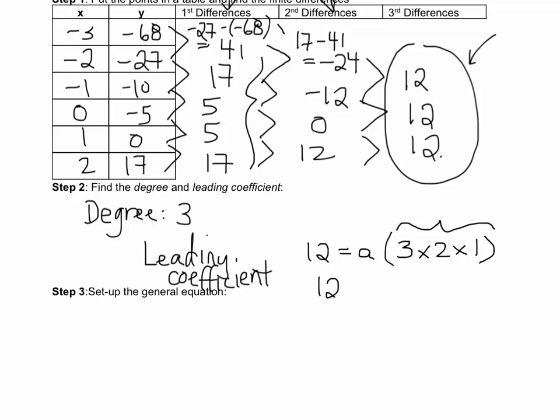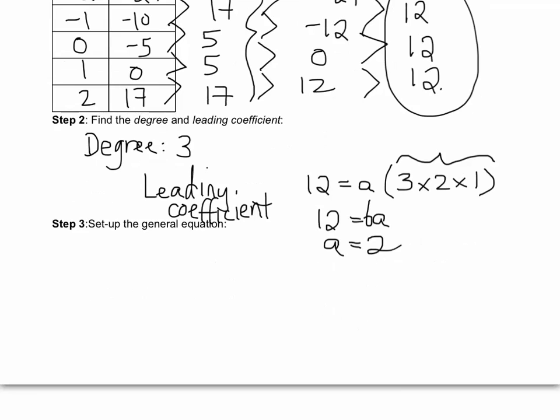Now to find the leading coefficient, we are just going to solve this equation. So 12 is equal to 6a, meaning that a is going to be equal to 2. Now unfortunately this is where it's going to start getting more complicated. We're going to set up the general equation for our function.